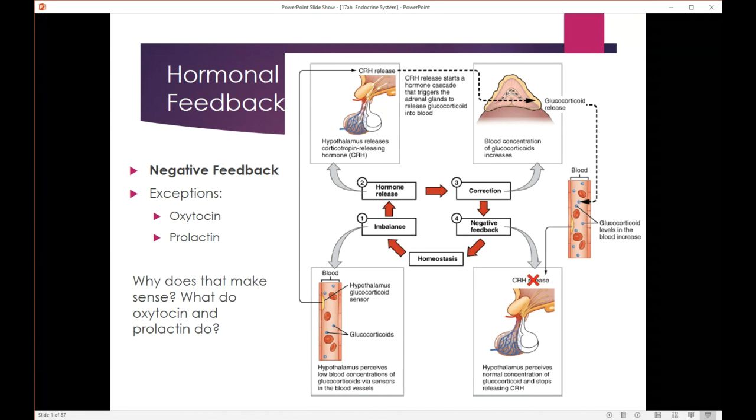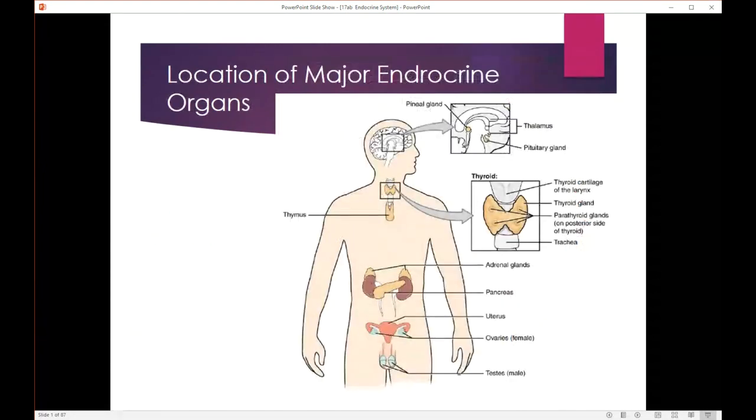Okay? And prolactin has to do with breastfeeding, right? And so the more that the baby suckles, the more prolactin is going to get released, which means more milk is going to be released.